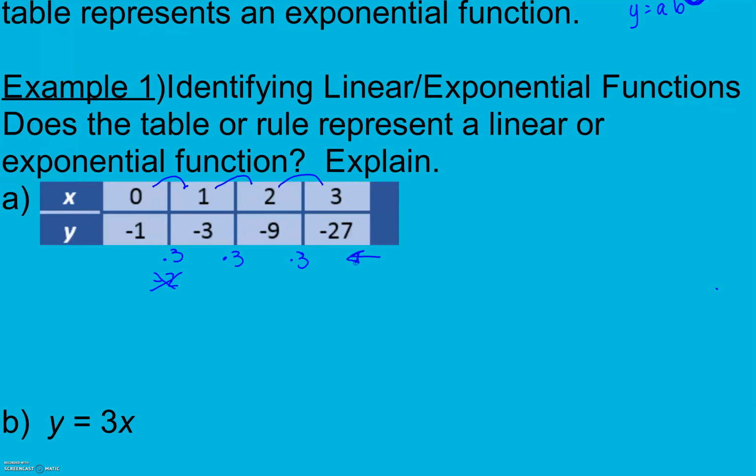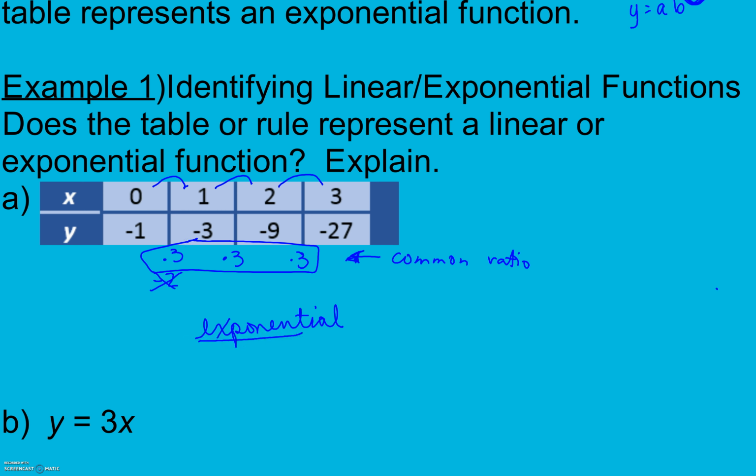So since we're multiplying here, this is a common ratio, and we talked about common ratios and common differences a little bit in our sequence chapter earlier. But here we have a common ratio, which means this is going to be an exponential function because we have repeated multiplication, which we represent with an exponent.